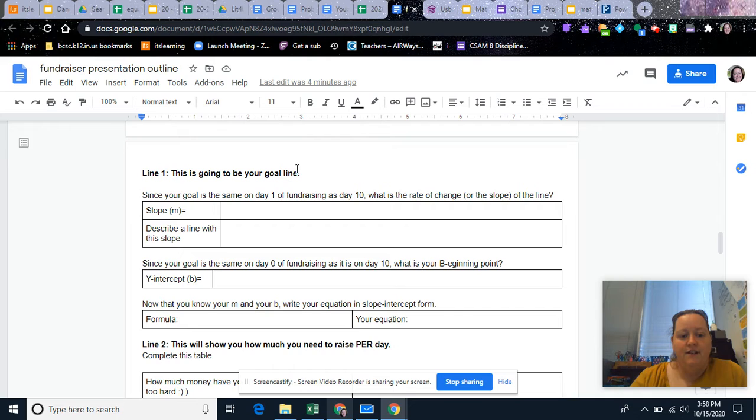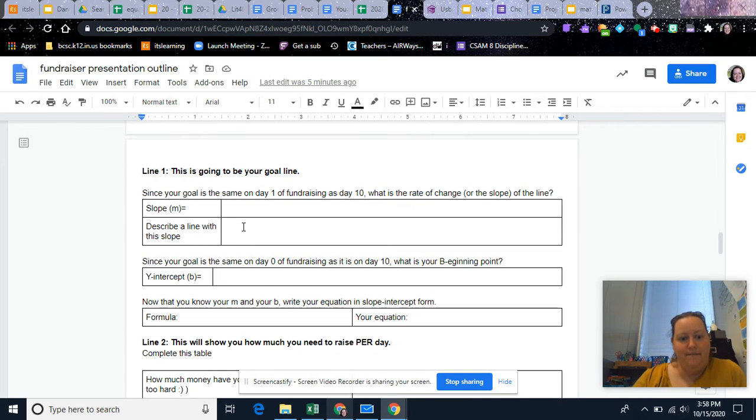The first line that you're going to have is going to be your goal line. Your goal is the same on day 1 of fundraising as it will be on the last day, day 10. Your goal isn't going to change. If it's not going to change, the rate of change is 0. The slope is 0. There's your slope. I just gave you an answer. And then what kind of line has a slope of 0? So talk about it or type it up.